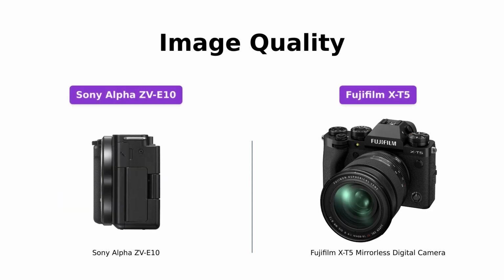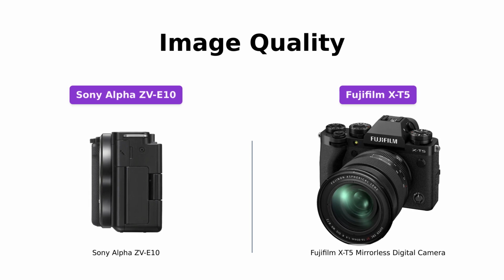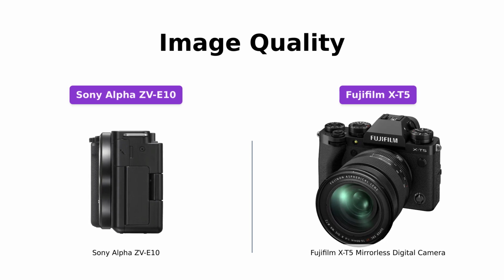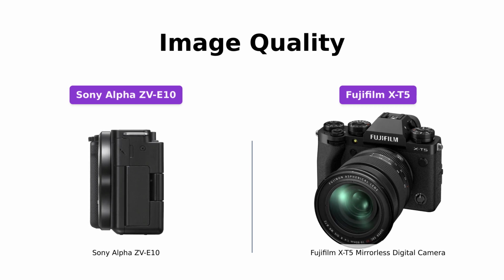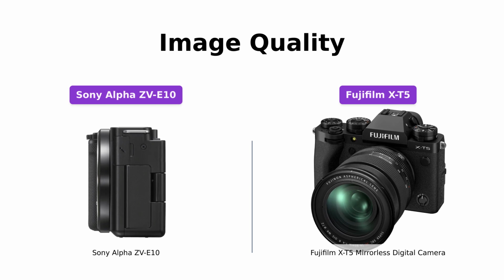Both cameras offer exceptional image quality. The Sony Alpha ZV-E10 features a large 24.2 MP APS-C Exmor sensor, while the Fujifilm X-T5 boasts the class-leading 40.2 megapixel X-Trans 5 HR CMOS sensor. Both sensors capture stunning details and deliver outstanding results.